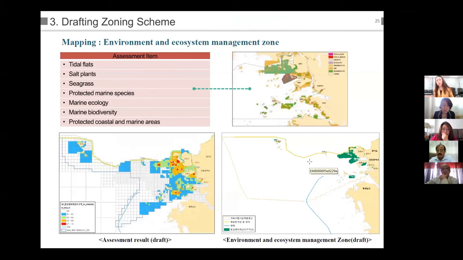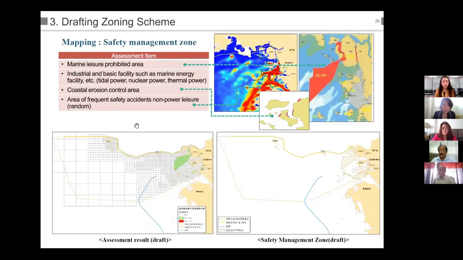The next one is how we do the mapping of the environment and ecosystem management zone. What we look at is a list of assessment items as you see on this slide. And also we look at the previously designated fisheries protection zone, and based on such zoning, we continue to do the mapping of the environment and ecosystem management zone. This is what we did with the mapping of safety management zone. We look at the marine leisure prohibited area or industrial and basic facilities such as marine energy facility as assessment items for us to consider when we make a decision on safety management zone.